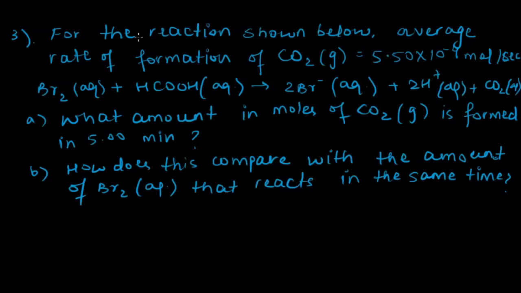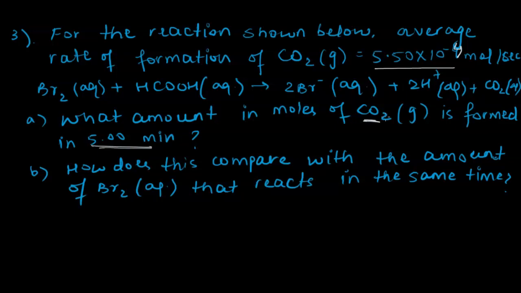Let's do the next question and let's read it first. For the reaction shown below, the average rate of formation of CO2 gaseous is given to us as 5.50 times 10 to the power negative 4 moles per second. The reaction is given to us as bromine plus methanoic acid, which react together to give us bromide ion, hydrogen ion, and carbon dioxide. What amount in moles of carbon dioxide is formed in 5 minutes? We are given the amount of moles that are formed per second for carbon dioxide, 5.50 times 10 to the power negative 4. We have to find out how many moles of carbon dioxide are formed in 5 minutes.